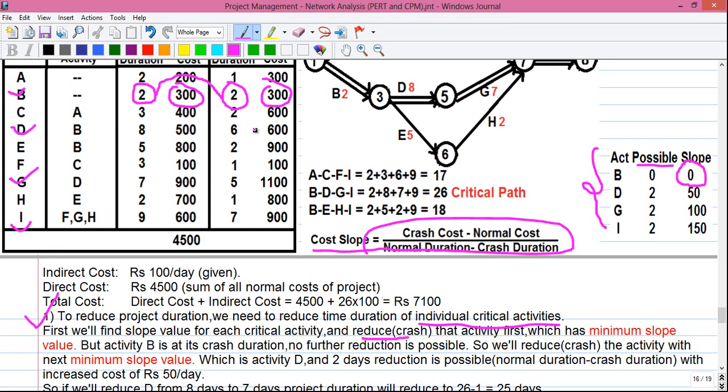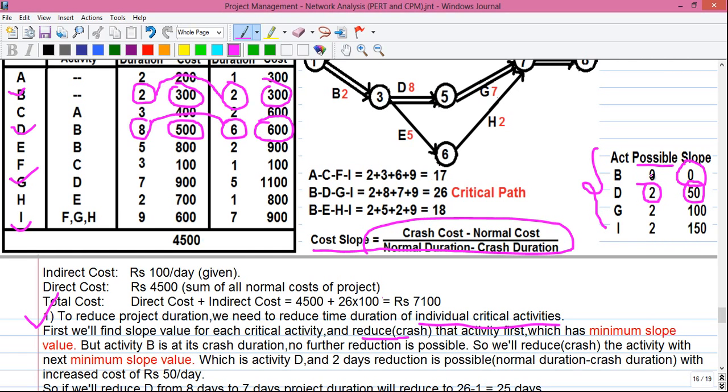Next, for activity D, the slope value is given by crash cost, that is 600, minus normal cost, that is 500, divided by normal duration 8 minus crash duration 6. So that becomes 100 divided by 2, which is 50. So for activity D, the slope value is 50 and the possible reduction is 2, that is normal duration 8 minus crash duration 6. So we'll start with the activity which has the minimum slope value.